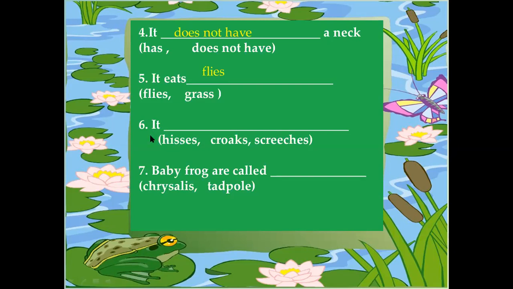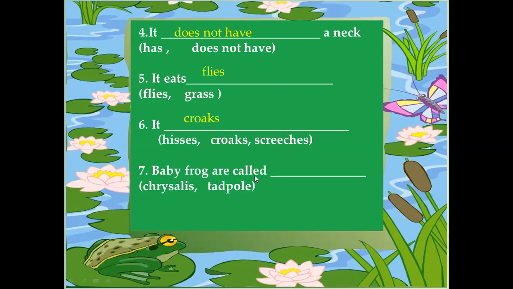Now, the sixth one, it dash, hisses, croaks, screeches, okay? So, the correct option is croaks. That is the sound made by a frog. It croaks means it's a sound made by a frog.